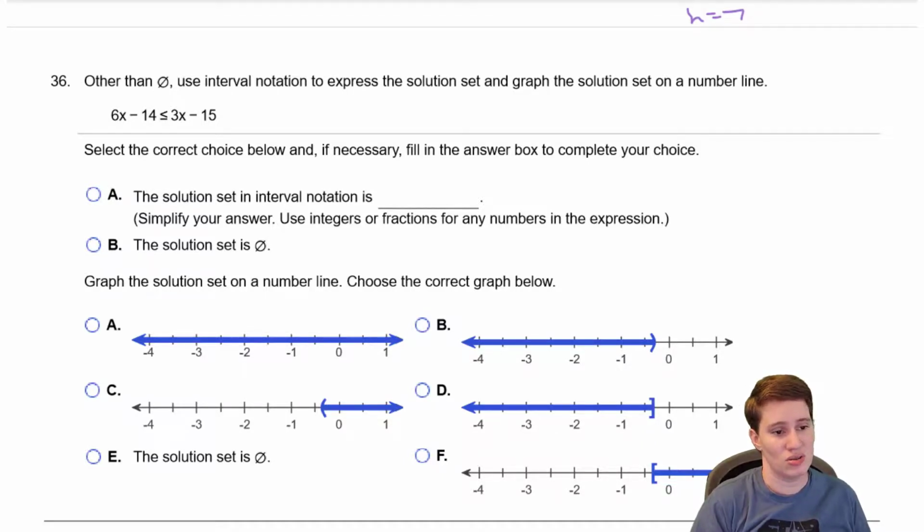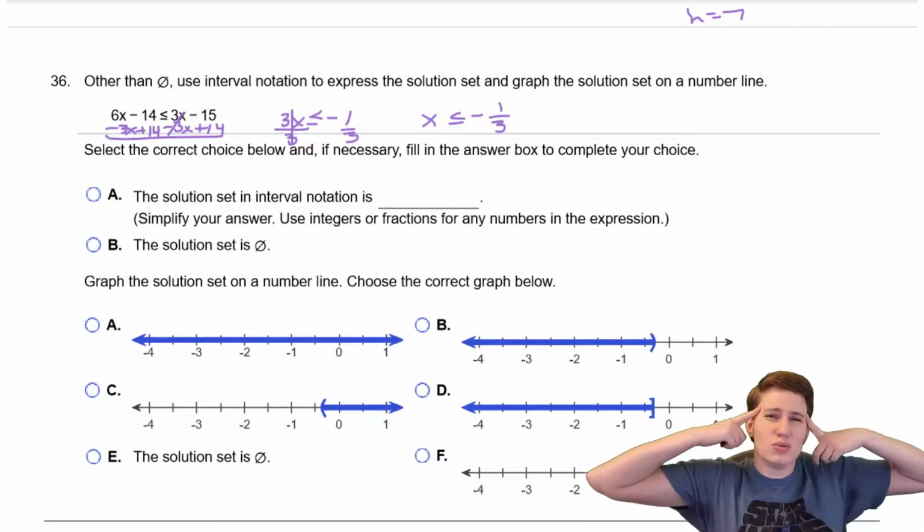So we want to solve this and see what happens, see if we can graph it and write it in interval notation. So I'm going to subtract 3x from both sides and get 3x. I'm going to add 14 on both sides. 3x is less than or equal to negative 1. I'm going to divide both sides by 3 and get x is less than or equal to negative 1/3.